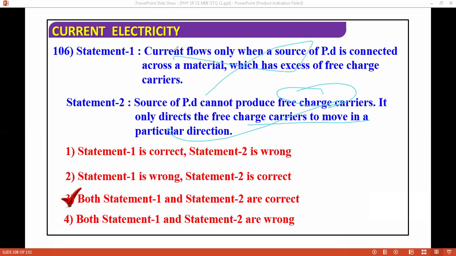This is nonsense. Current flows only when potential is connected across a material. Across a material, potential is correct. Then we can go through it, no issue. Okay, this is correct. So I hope you understood the concept. Next, moving to the next question.